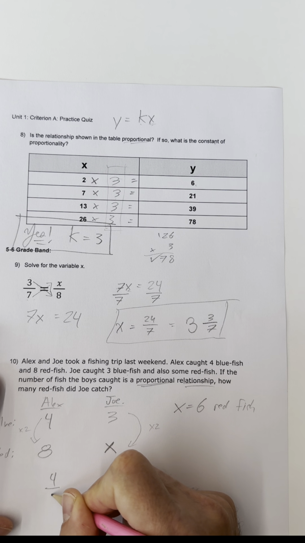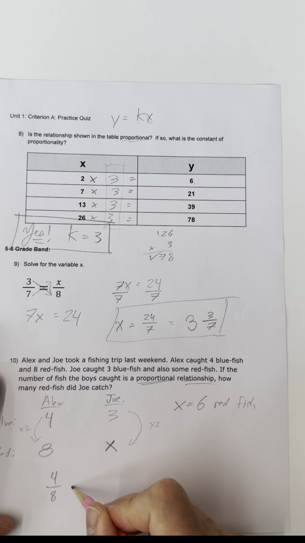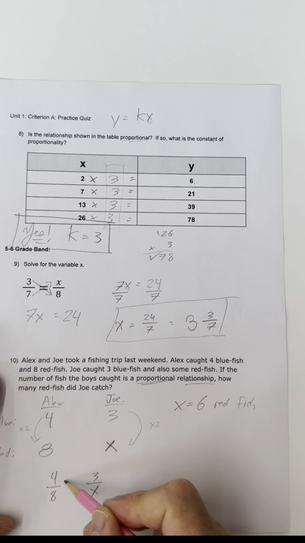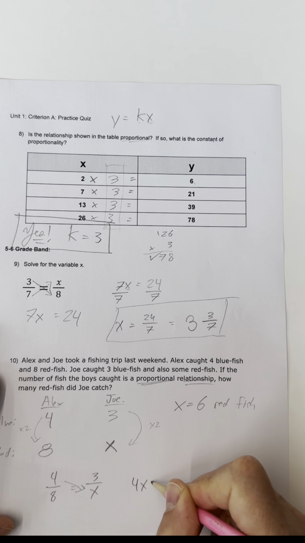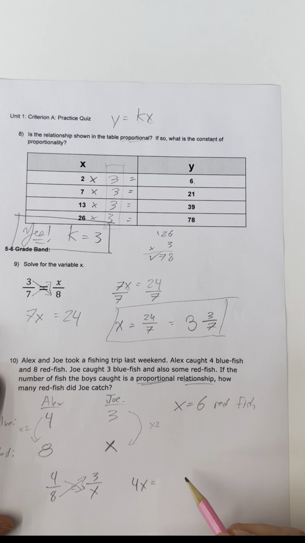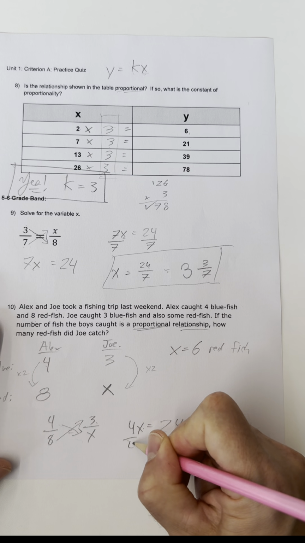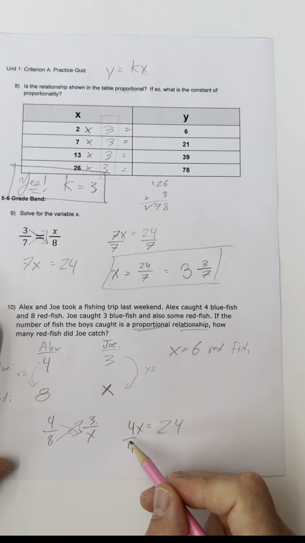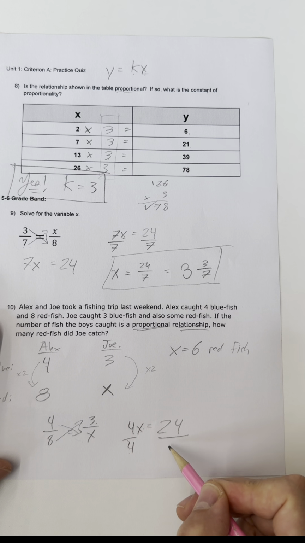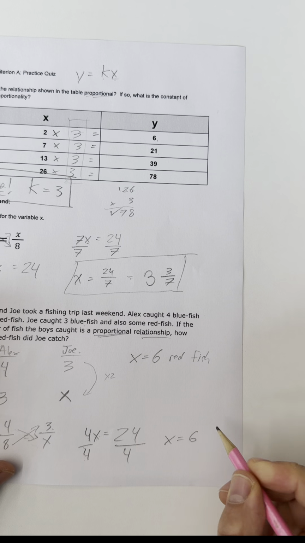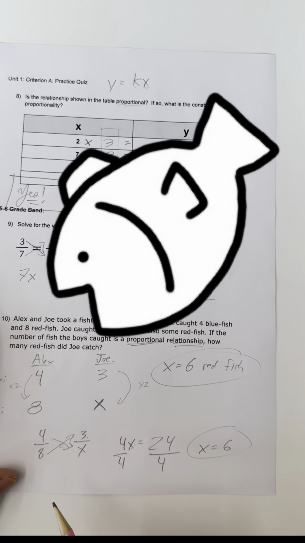Maybe we could also think of it like this. I could make it into a ratio represented as a fraction. Like that. And let's see, I could cross multiply. So I'd have 4x is equal to 8 times 3, which is 24. Opposite operations: the opposite of multiplying by 4 is dividing by 4. So I divide by 4, and then I balance the equation. 24 divided by 4 is, of course, 6. And there you go. That is your practice quiz.